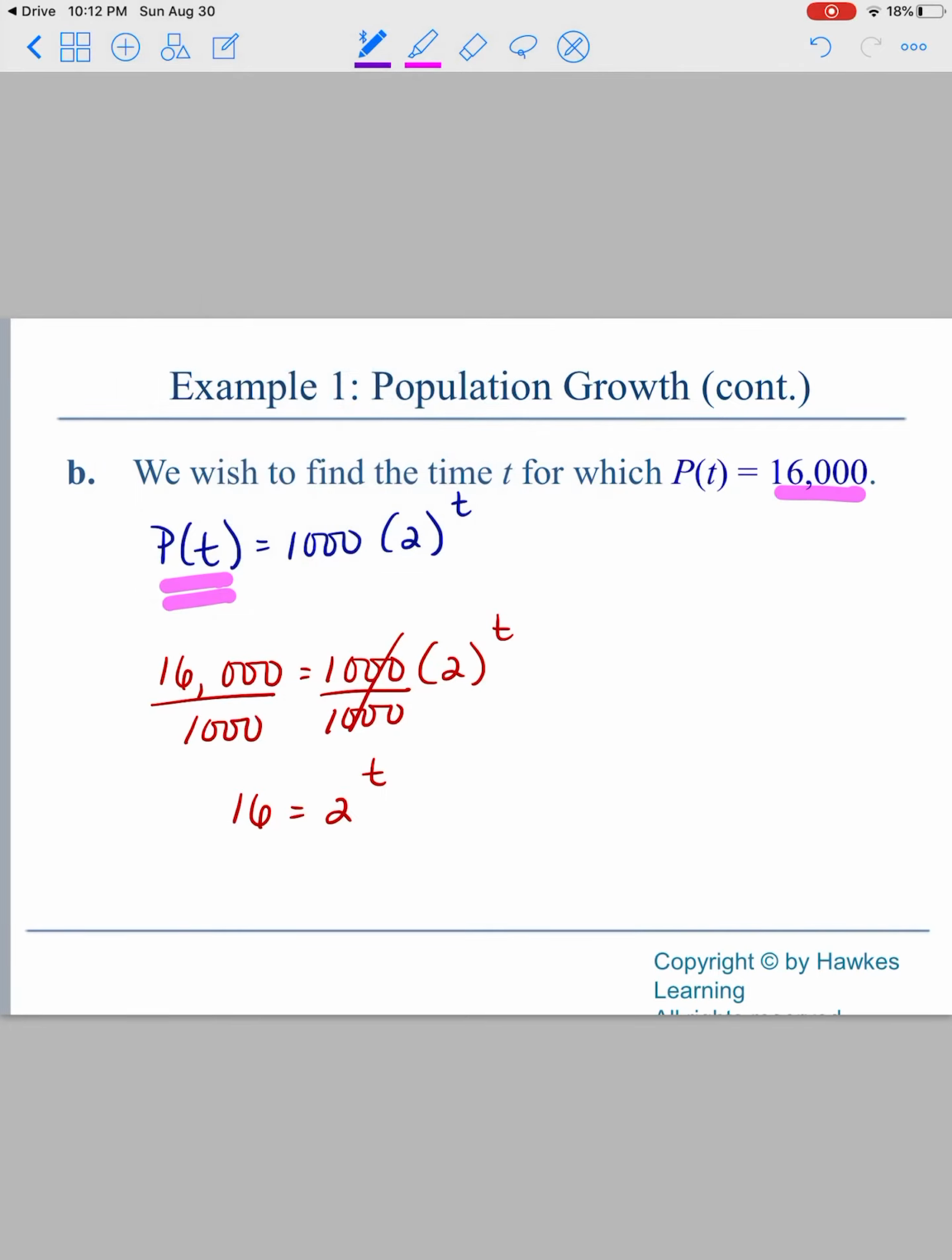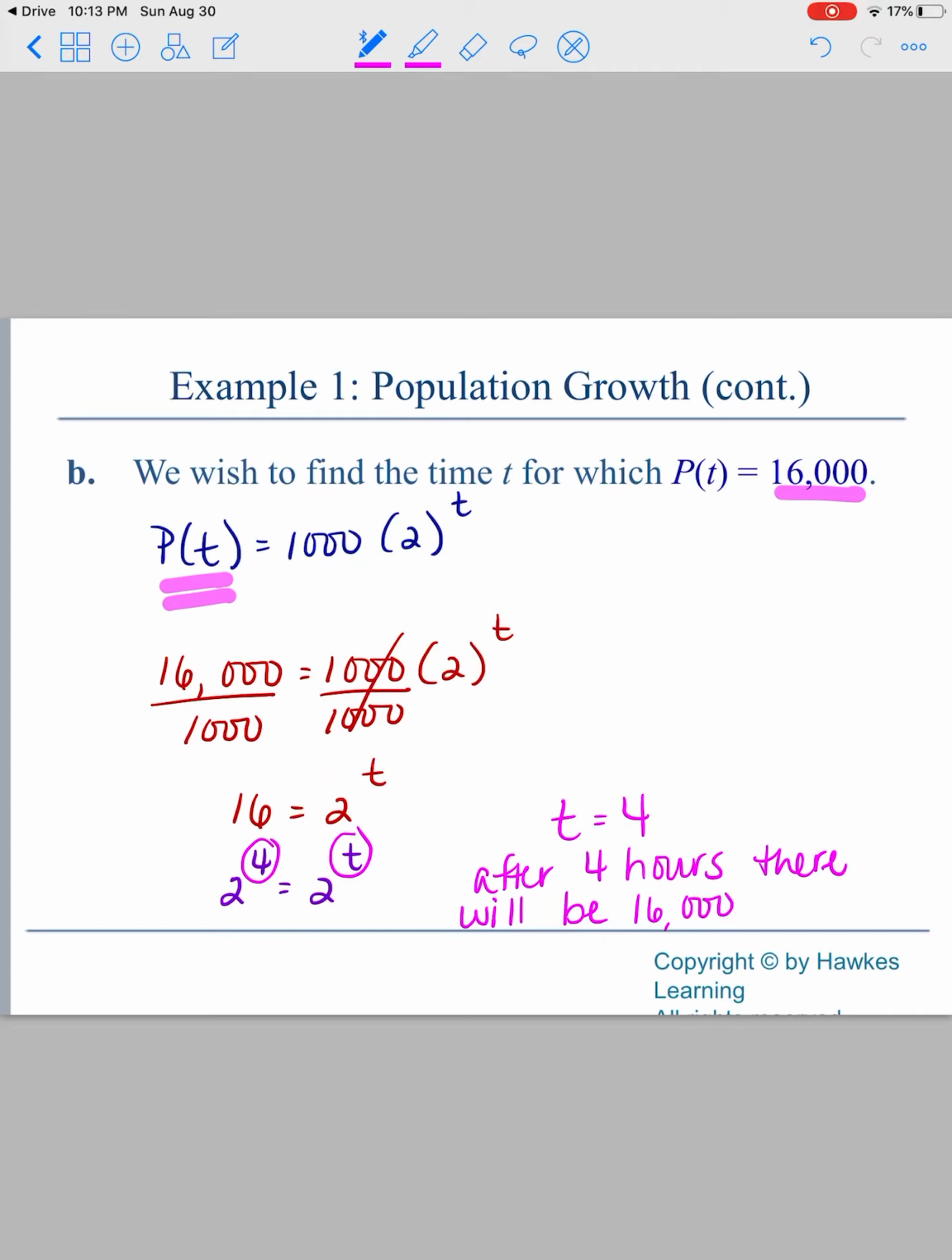We talked last week about how we solve these exponentials. I have to get like bases in order to solve them. So I can rewrite 16 as a base of 2. That is 2 to the 4th equals 2 to the T. Remember, when I have like bases, all I have to do is take those exponents and set them equal, so T equals 4. So that means after 4 hours, there will be 16,000 bacteria in my petri dish.